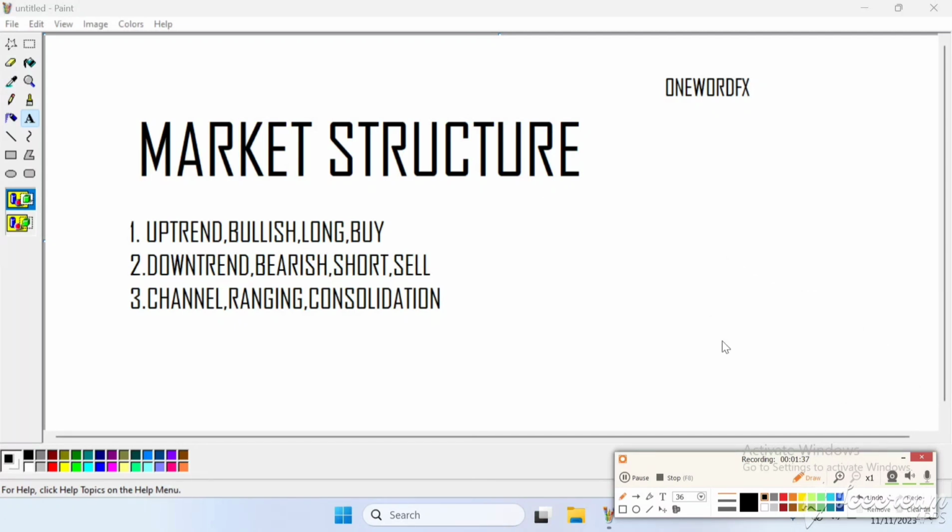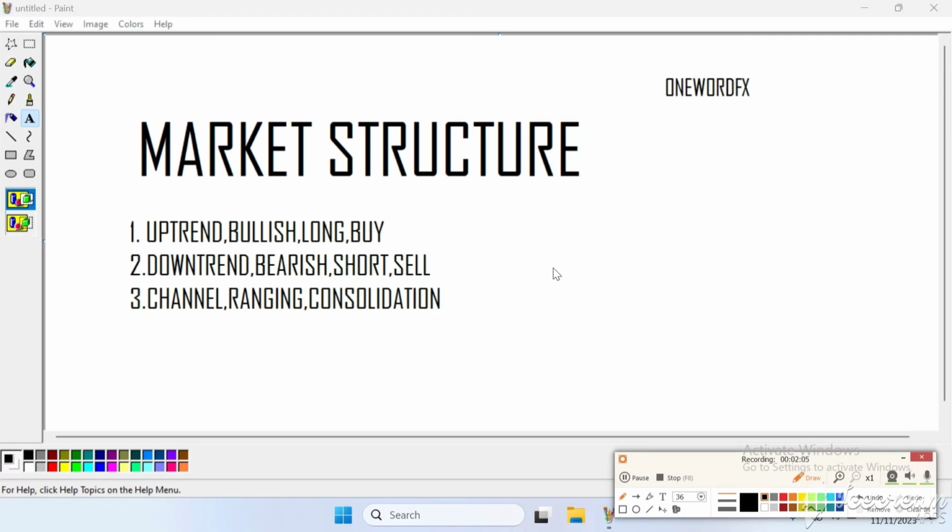The third on our list is the channel. Some call it the ranging market and some call it the consolidation. The channel market structure is just when the market is in a kind of consolidation process. It's just trying to consolidate.